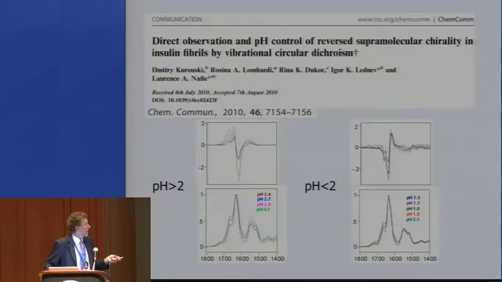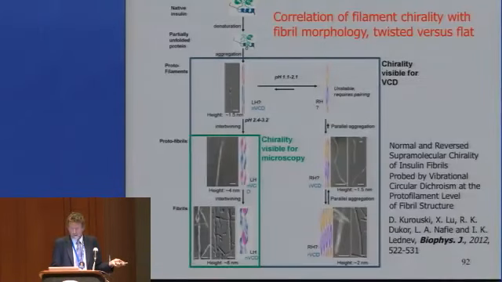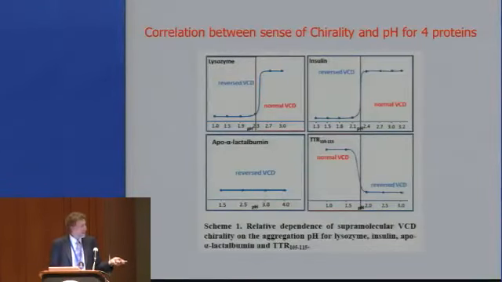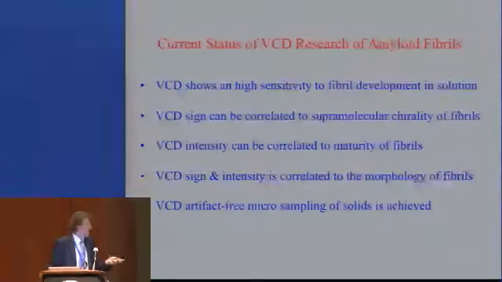And so I'm going to skip ahead a little bit. We can control the chirality of fibrils, high pH and low pH, and control which way these fibrils twist. And then we also were able to relate the fibril chirality of the filament to the individual morphology, whether it's a twisted fibril or whether it's a flat fibril. And fibrils with different morphologies do have different disease characteristics in terms of their effect on cells. So we're trying to see to what degree the danger of fibrils is related to their chirality.